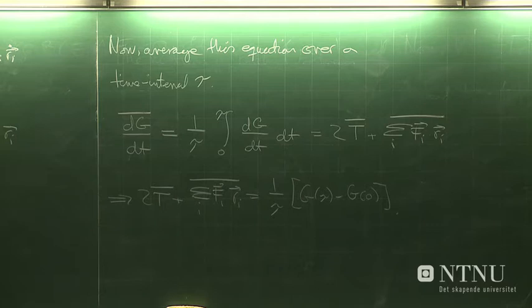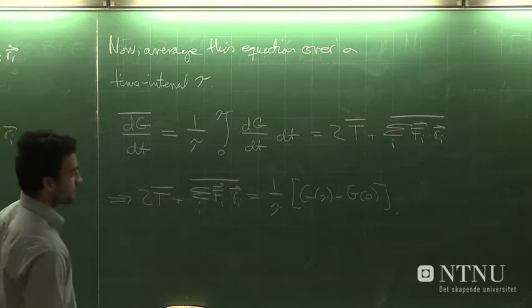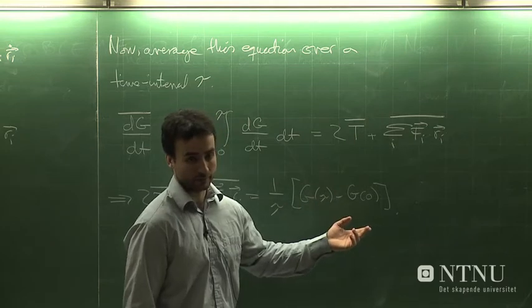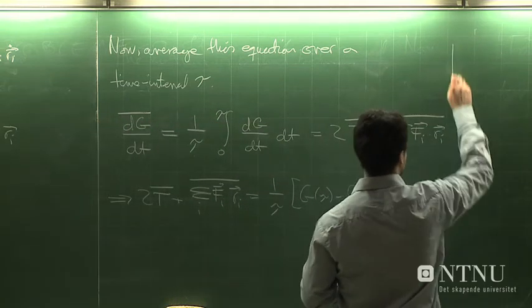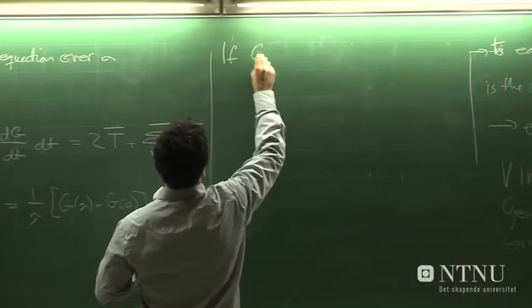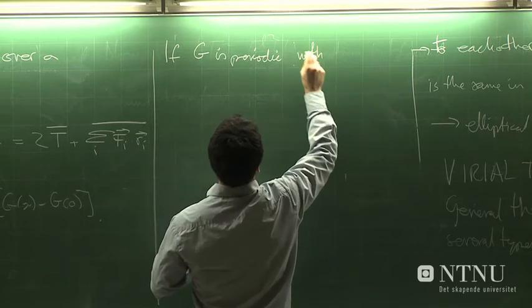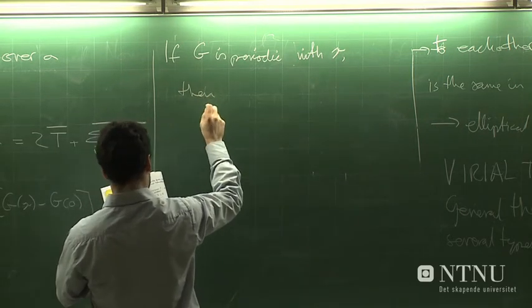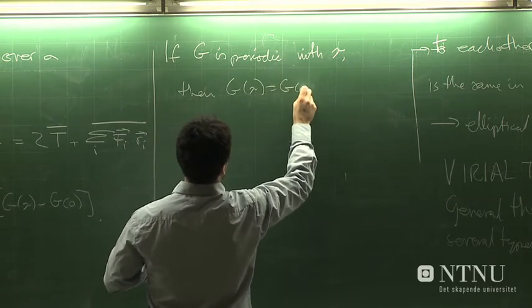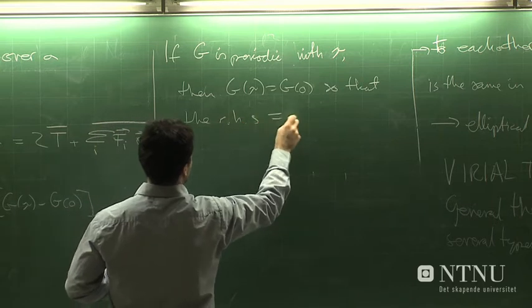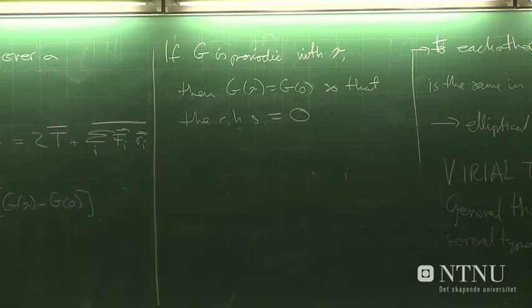Yes. Well, if this is some sort of periodic something with a period tau, then it will be 0. Okay. So you mean that if g is a periodic function in tau, then g of tau should be equal to g of 0. Yeah. So that's one case. RHS is right-hand side. So if g is a periodic function with tau, then the right-hand side is equal to 0.